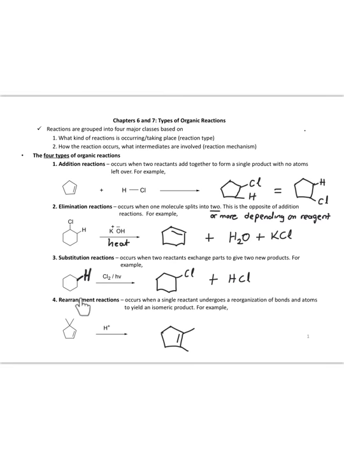In rearrangement reactions, you can see that you have this compound here. There's a double bond here and 2 methyls. But in the product, the 2 methyls have been separated. So rearrangement reactions occur when a single reactant undergoes a reorganization of bonds and atoms to yield isomeric product. So this compound and this compound are actually isomers. So again, rearrangement, you can tell that these methyls were together, but now they are separate.